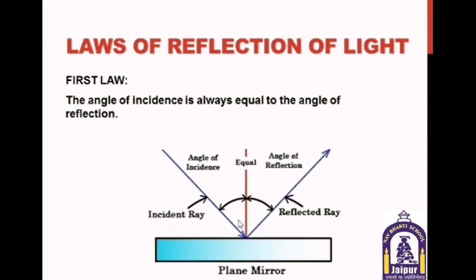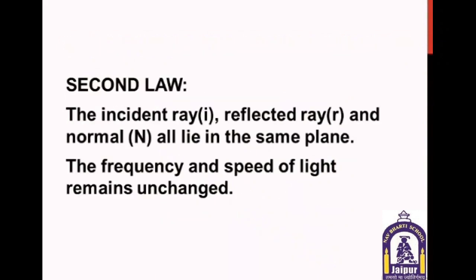What I wanted to explain to you was that the incident ray, the reflected ray and the normal all lie in the same plane. They do not just jumble out of each other. So this was our second law. Also, the frequency and speed of light remain unchanged. Let us suppose the speed of light when it falls on the surface is x. It will not change when it is reflected back. It will remain x only. And its frequency will also be the same. So they will not change.